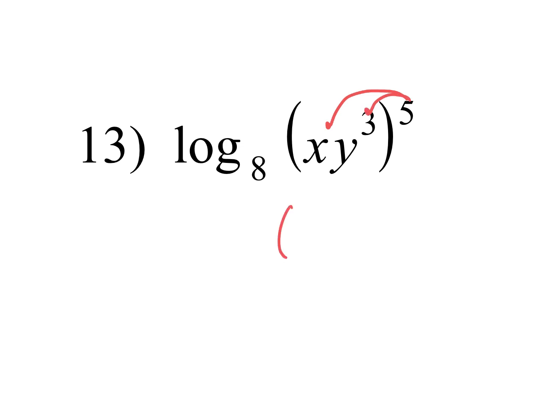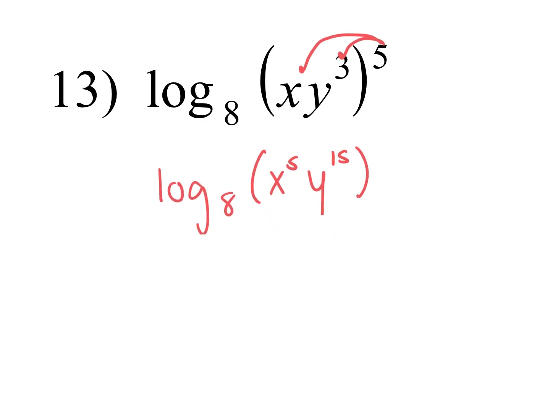So when I have a power raised to a power, Kayla, what do I do to them? You just said it. Multiply. So I multiply 3 times 5, which would be 15. So now I have x to the 5th power and y to the 15th power. So that's the first step. Now what do I do?